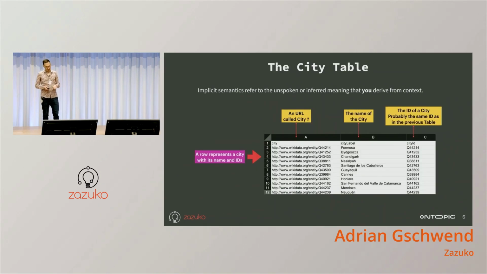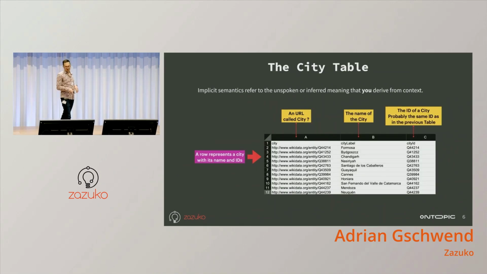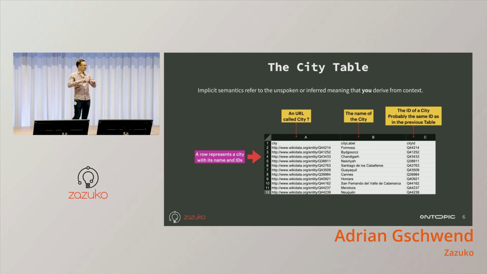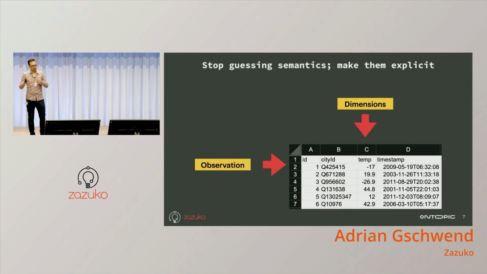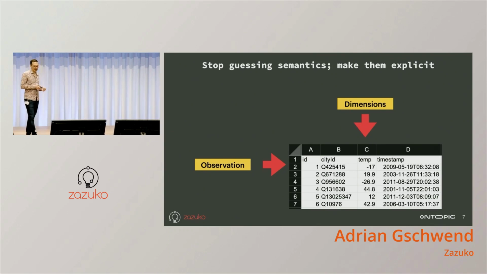City table, same. I won't go into details. A row represents a city with its name and ID. So here we have joins. Sometimes this is denormalized in one gigantic flat structure, right? So what we now do when we transform this to RDF, we stop guessing the semantics. We want to make them explicit.